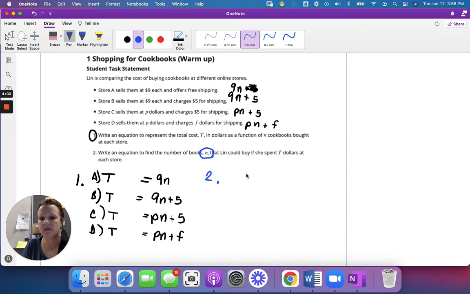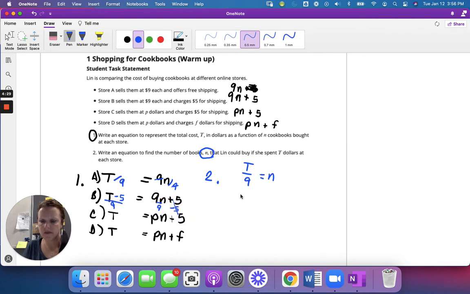So if we're solving for N, we're going to have to divide both sides by 9. Okay, we just divide both sides by 9, and that cancels those 9s out. Now for B, first I need to subtract 5. And then that's gone, and then divide the whole thing by 9.